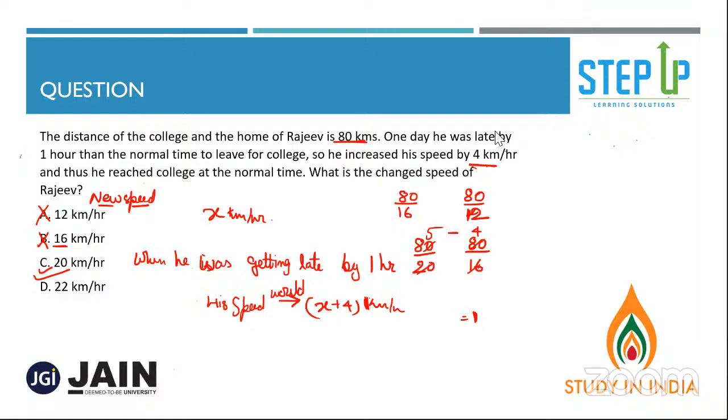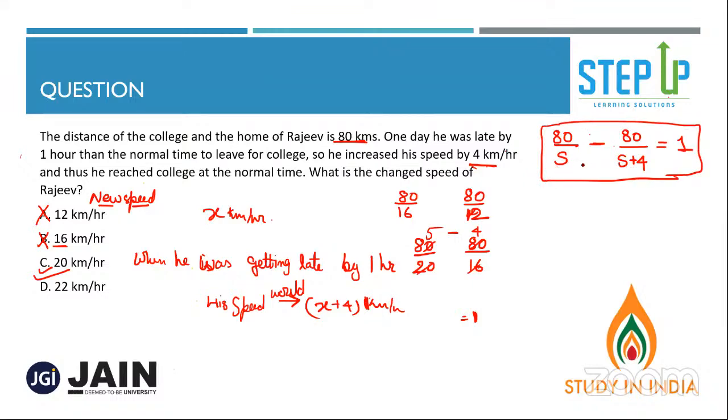Or else you can make the equation 80 by S. If I'm traveling with this S speed, I will take this many hours. And if I travel with S plus 4 speed, I will take this many hours. And the difference of these two timings is 1. So you can solve this equation, you will get the same answer. But here you will get a quadratic equation. If not this, you can substitute the options. 80 by 12, bad number, ignore it. 80 by 16 and 80 by 20, you will get the answer.